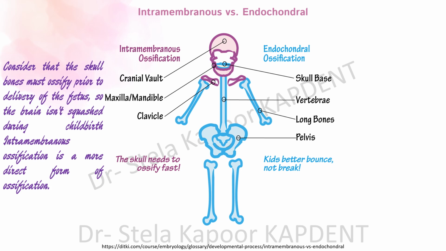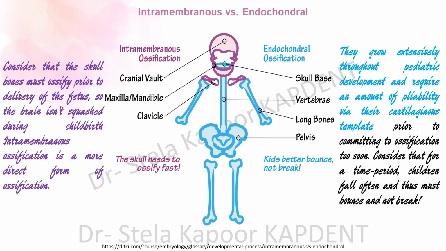While for the endochondral type, they use this mnemonic: kids better bounce not break. Kids grow extensively during pediatric development and therefore their bones require some amount of pliability, which is offered only through the cartilage. Considering that children fall often during that time, they must bounce and not break.